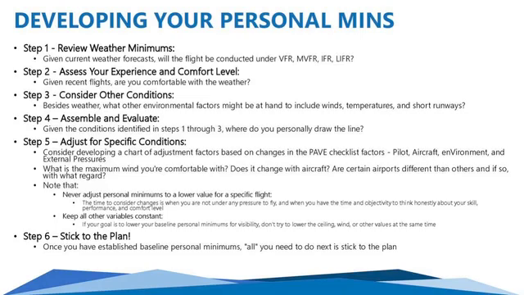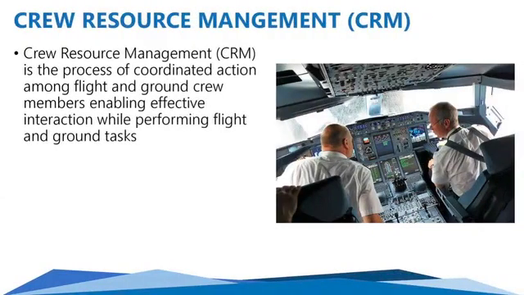All right. Next thing we're going to talk about is crew resource management, which is known as CRM. There are various theories and interpersonal skills that they talk about, but for the purposes of this course, all you need to know is that it's a process of coordinated action among flight and ground crew members, and it allows effective interactions while performing the flight and ground tasks. So these two gentlemen here, we obviously have a captain and a first officer. They have different responsibilities in the eyes of the FAA, but really they are trying to work together.